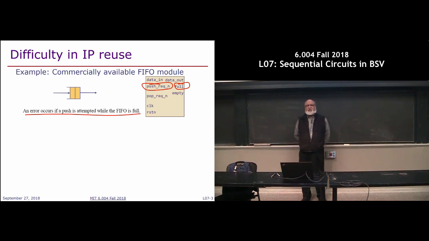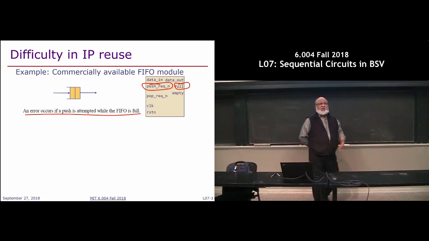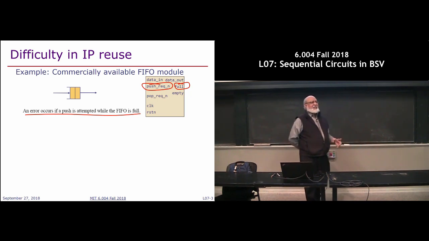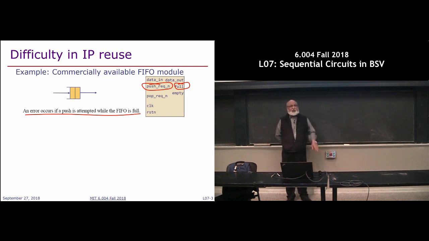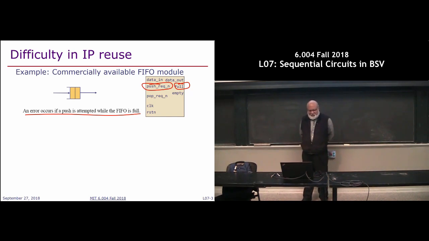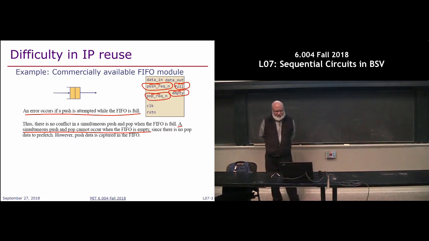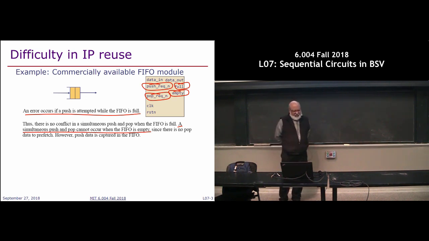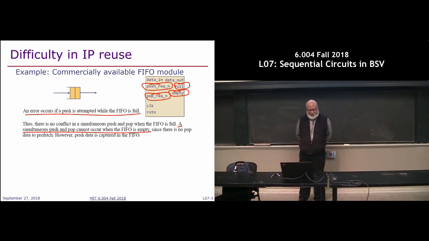An error occurs when a push is attempted when the FIFO is full. So yeah, reasonable, of course. It's already full. If you try to push something in, some error should occur in that case, though you don't know what that means. Does that mean that the fire will come out of the FIFO, or who knows what will happen? But something will go wrong. It's warning you. It says, there is a conflict in simultaneous push and pop when the FIFO is full. A simultaneous push and pop cannot occur when the FIFO is empty, since there is no pop data to prefetch. However, push data is captured in the FIFO.